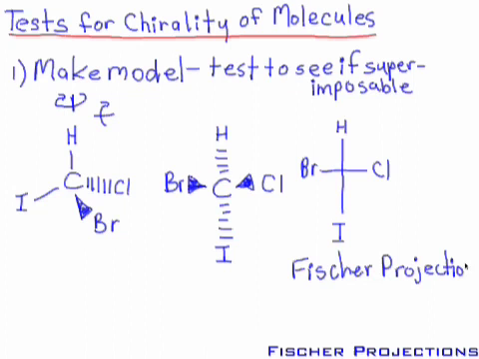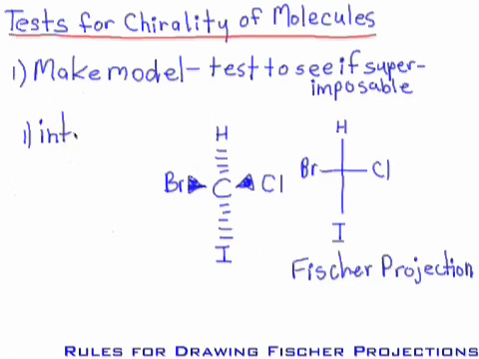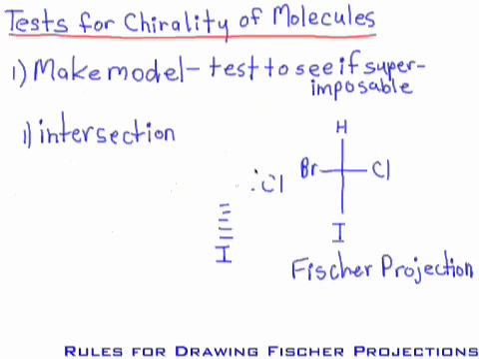But in order for it to work, you have to remember the essential rules of the Fischer projection. And the 3 main rules that you have to know are, for Fischer projection, 1, the intersection is your chiral atom. The intersection point of the 2 lines is your chiral carbon.